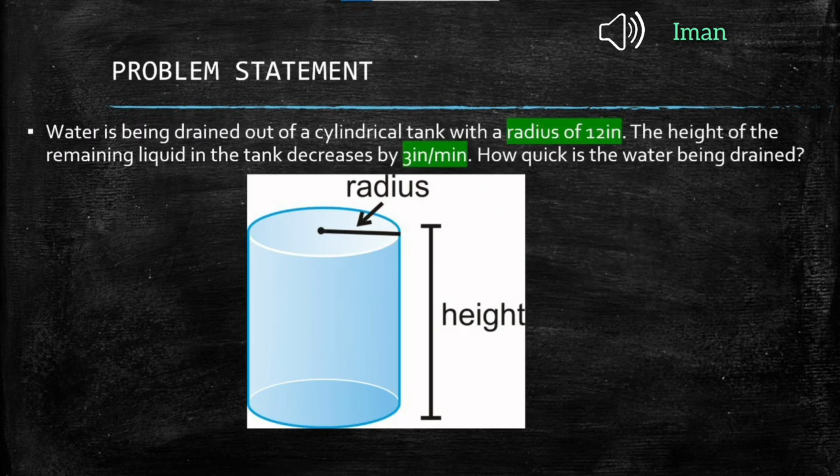Next, here are some problem statements that need the use of the differentiation method to solve. Water is being drained out of a cylindrical tank with a radius of 12 in. The height of the remaining liquid in the tank decreases by 3 in per minute. So, the question is, how quick is the water being drained?